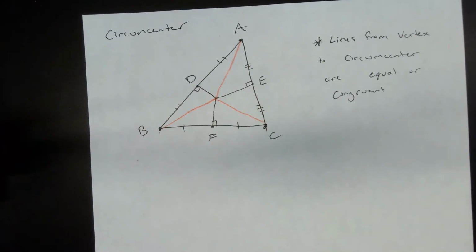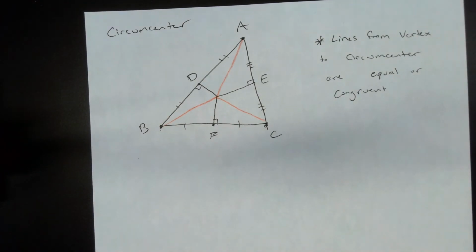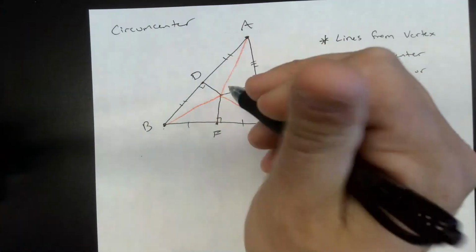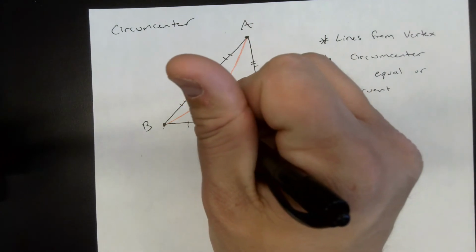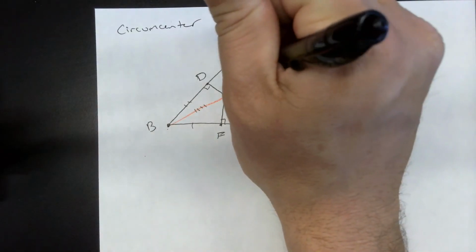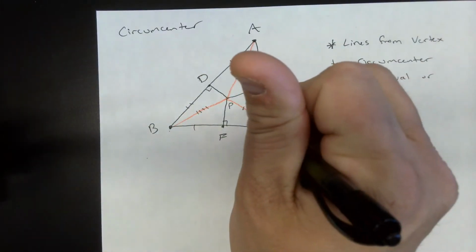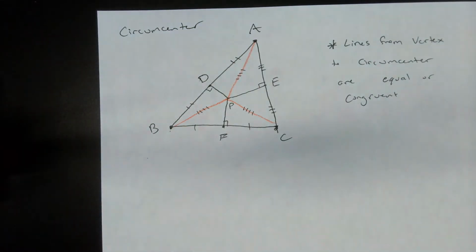So the lines from the vertex to the circumcenter are congruent. Okay? That's the most important thing you guys got to know right now. So if I pull up one of these, we're going to go over a couple of these problems today. What that means is that they labeled this P, right? So that means that BP is the same as AP is the same as CP.